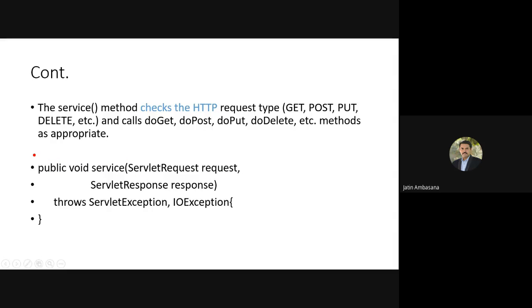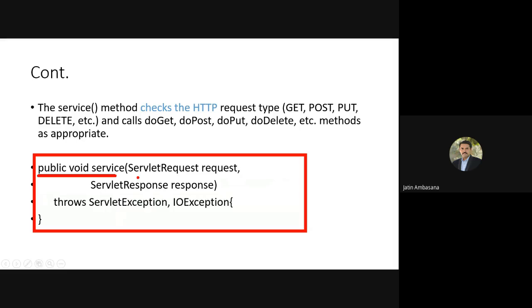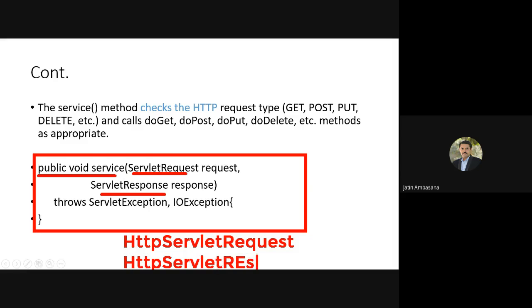And this is how the service method is defined. Public void service. It will have two objects passed to it. I told you that it gets two objects, right? These are the servlet request object and the servlet response object. These are the super classes of HttpServletRequest and HttpServletResponse, so obviously those two objects can be given to these two variables because these are super classes. And it declares that it can throw ServletException or IOException.